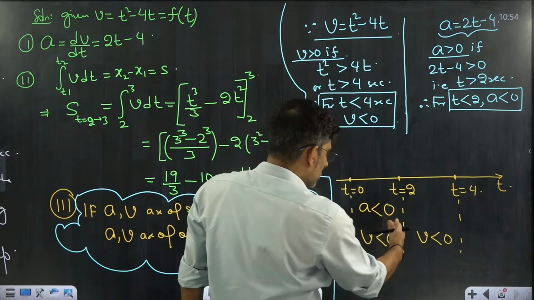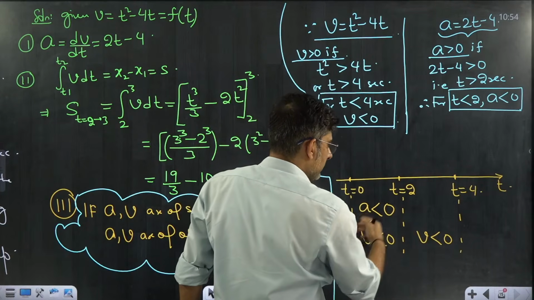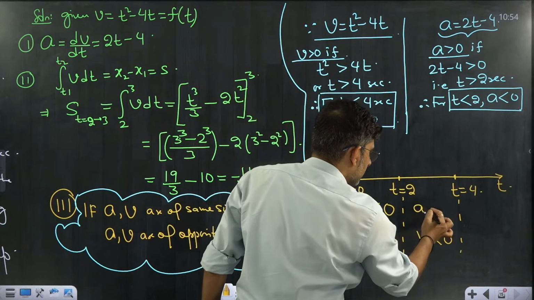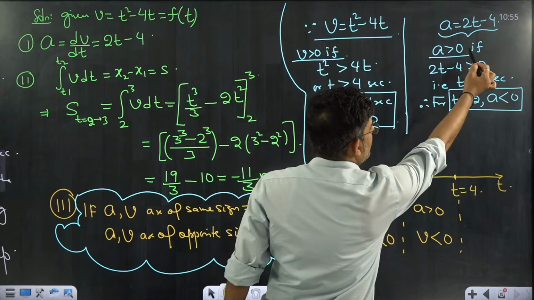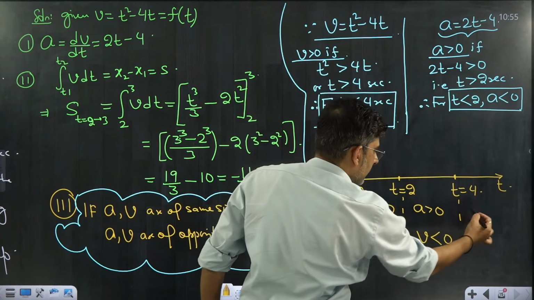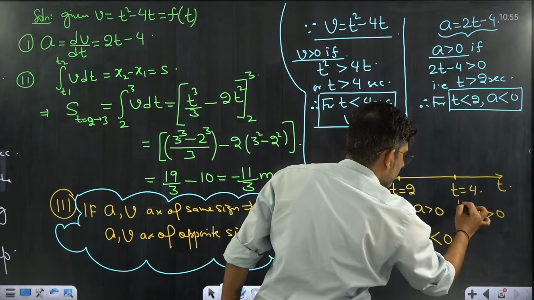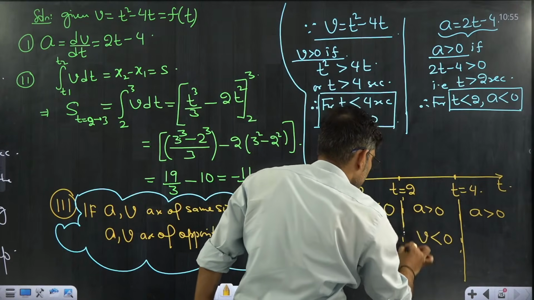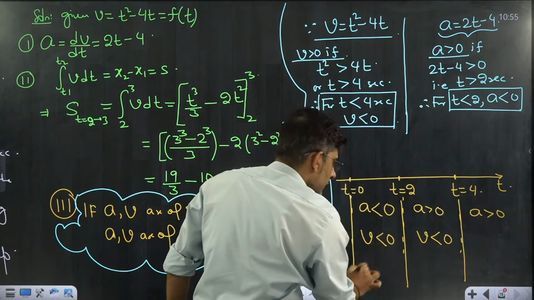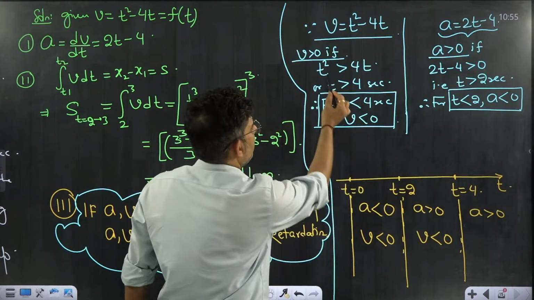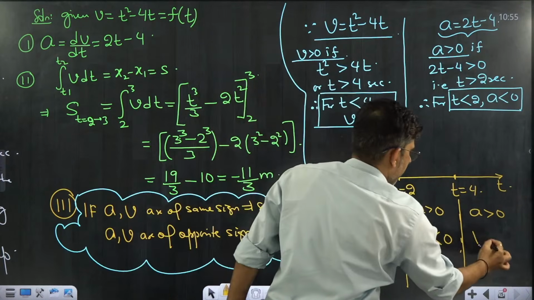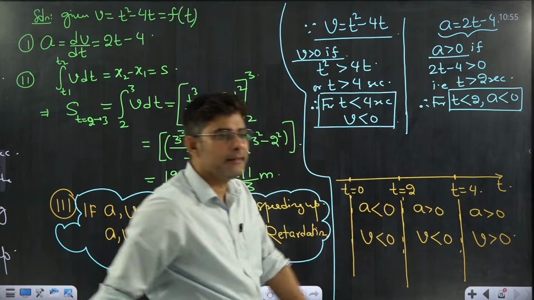So less than 2, acceleration is negative, greater than 2, acceleration is positive. You can check, greater than 2, acceleration is positive. So here also acceleration is positive, here also acceleration is positive. And greater than 4 seconds, velocity is positive. Bas, you got your answer.